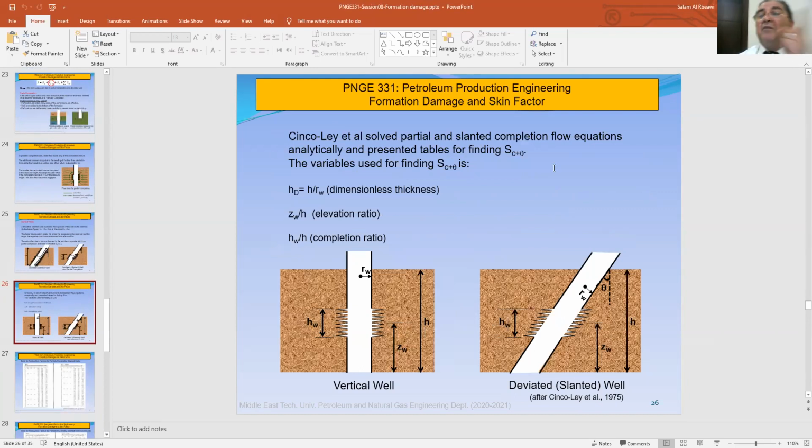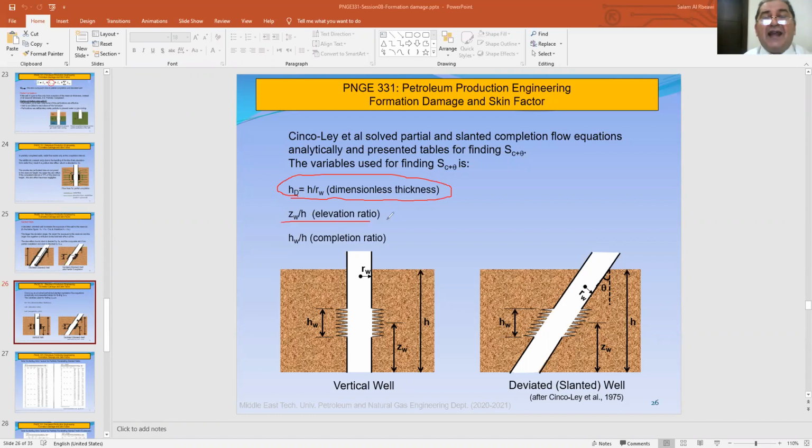Okay. Now, Cinco et al., 1975, actually the most well-known work on the skin factor of a slanted well. In 1975, he proposed a table for calculating the value of S sub C and the value of S sub theta based on what? Based on what is called h sub D. What is h sub D? h sub D is dimensionless thickness. What is that? The formation thickness divided by wellbore radius. This is the first one. And elevation ratio. What is that?